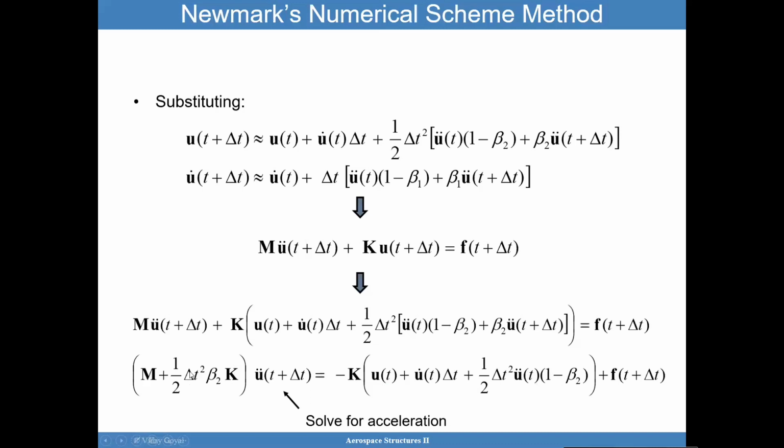And this is the time step that I'm looking at. Beta 2 is a parameter that can be specified in Newmark's numerical scheme. So beta 2 is fully known. That's just a parameter that you specify in Newmark's numerical scheme. One of the beta parameters you could use is beta 2 equals 0.